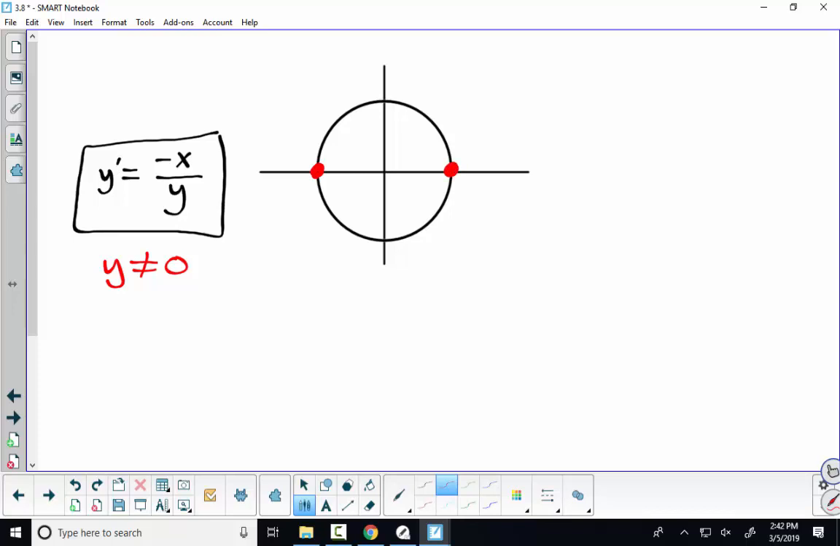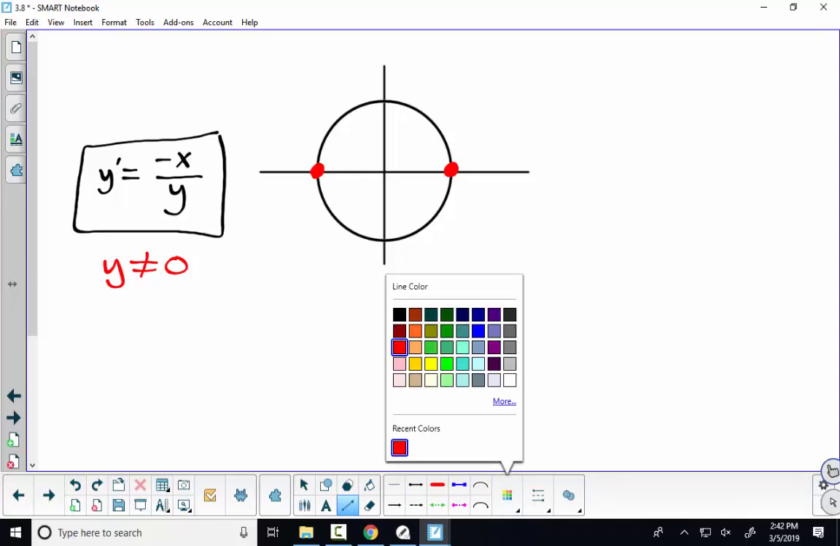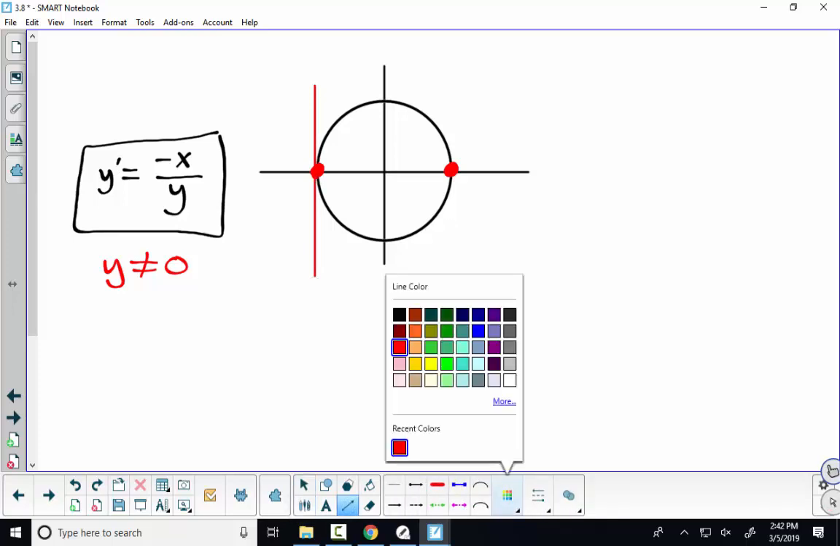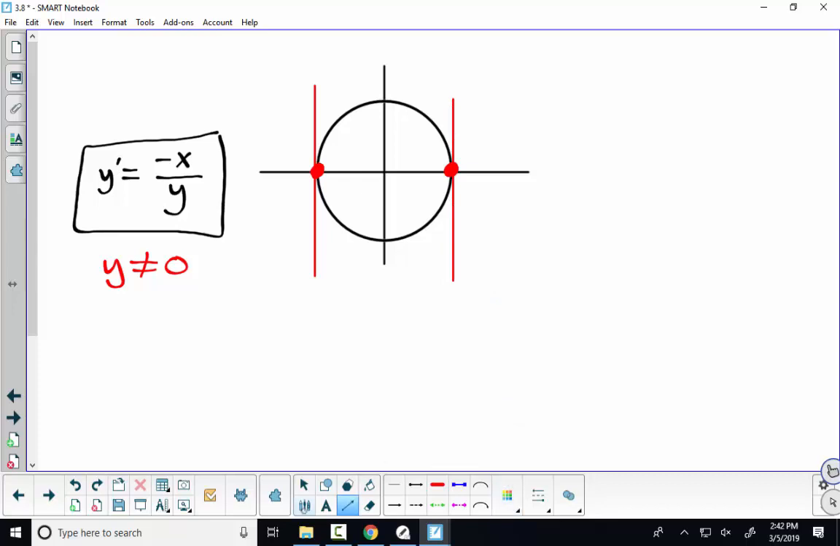Why is the derivative not defined here? Other than the fact that we see what the derivative is, slope of the tangent line-wise, what happens on the unit circle at those 2 points? It's completely vertical. Yeah, you've got a vertical tangent line. So here, visually, that's why we're saying that the derivative is undefined there. So those are our vertical tangents.